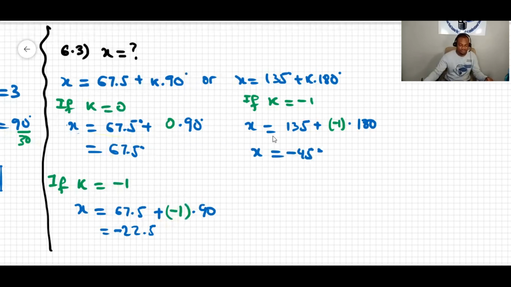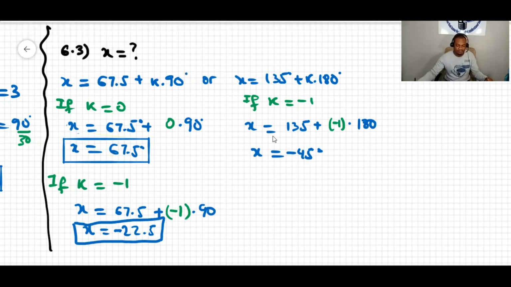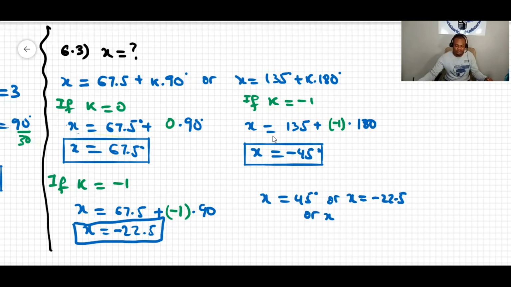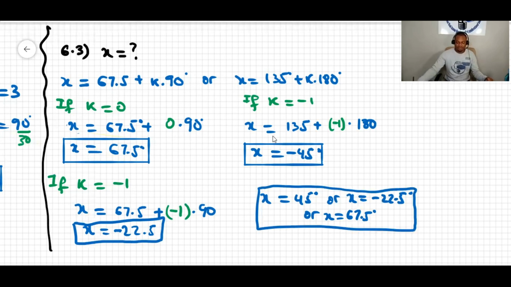So now the solutions of the intersection are, as we can see here, and we can write them in ascending order. We can say x is equal to -45 degrees, or x is equal to -22.5 degrees, or x is equal to 67.5 degrees. That's the solution. Thank you.